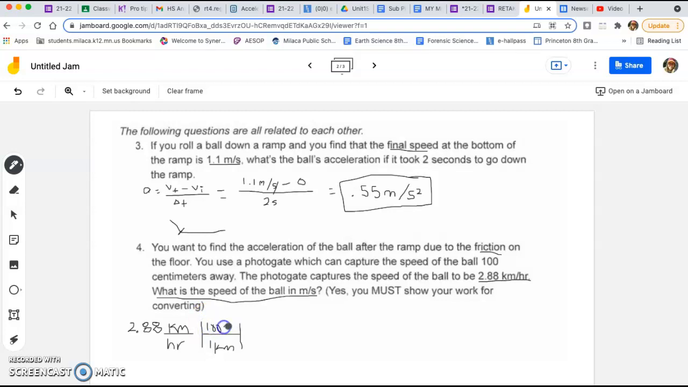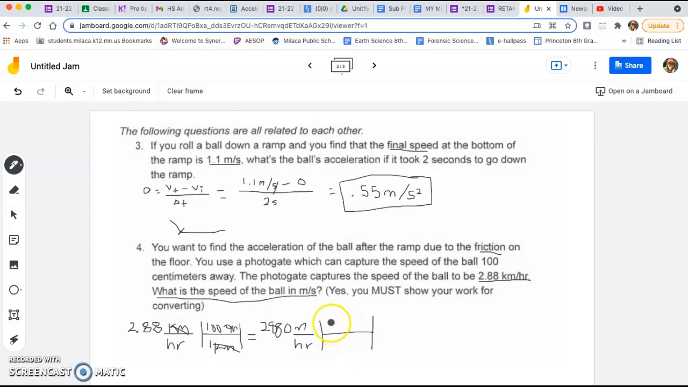Okay. I really do need to get a mouse for this thing. Okay. So that gives me 2,880 meters per hour. See how I cross out the kilometers? Now we're in meters per hour. Now we got to get hours into seconds. Okay, so set up my conversion table. Hours are on the bottom. That means I need hours on the top.